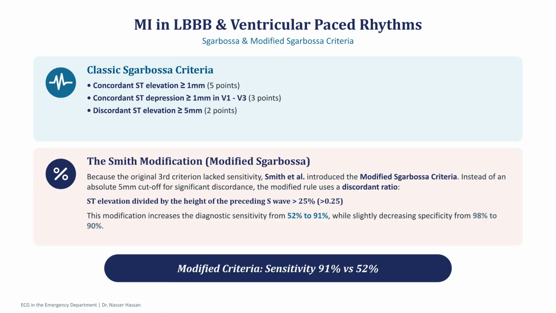For patients with LBBB or paced rhythms, use the modified Sgarbossa criteria. By calculating the discordant ratio, ST elevation divided by the preceding S-wave depth, you can improve diagnostic sensitivity to over 90% compared to the original criteria.